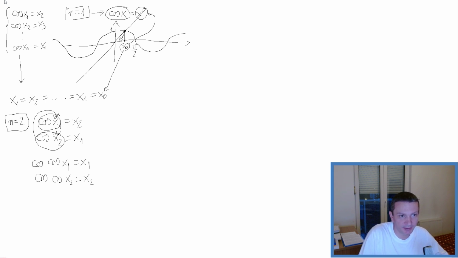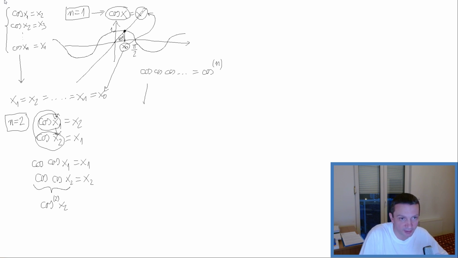So what happens in the general case? We will denote this as cosine with 2 in parentheses, so as to distinguish it from cosine squared. This is not cosine squared, but cosine of cosine, so the composition of two cosines. So in general, we will have cosine of cosine n times, and we will denote this as cosine with n in parentheses.